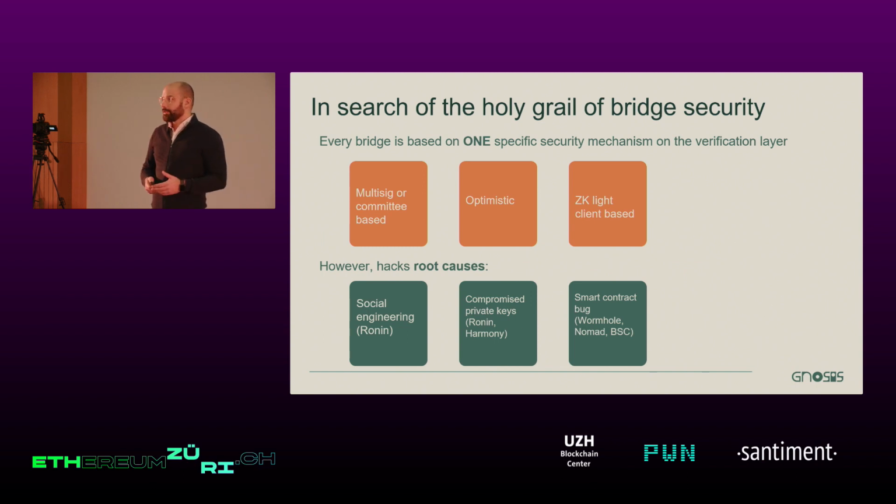We're searching for the holy grail, for the best and most secure bridge mechanism, right? And we've seen there are 3 general categories. One is the fully trusted setup: multi-sig, committee-based and so on. Then there's the optimistic one, like Nomad, maybe you've heard of it, and the new type, the ZK light client-based one. But what we've seen is that the root cause for hacks was not essentially related to the bridge mechanism. They were more related to human errors, compromised private keys, social engineering, or even smart contract bugs.